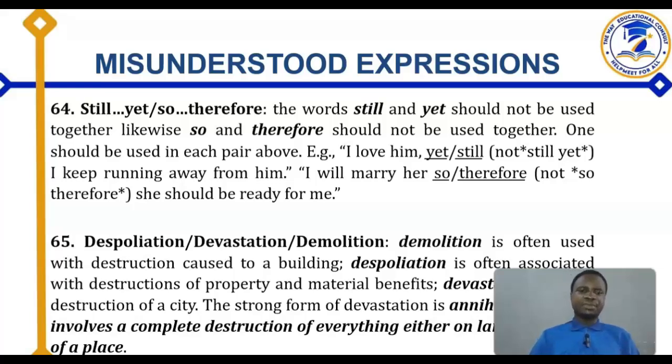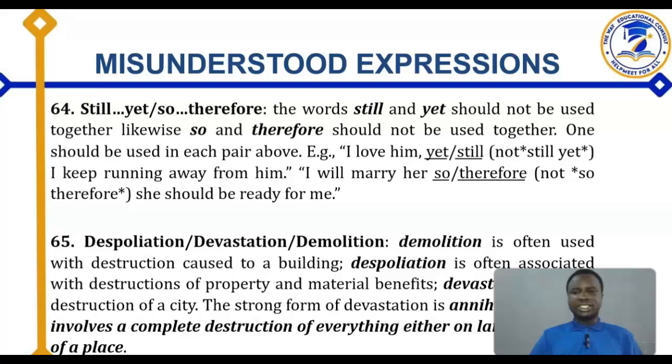Number 65 is despoliation, devastation, and demolition. When you refer to demolition, it means when you destroy a building. So the destruction that is caused to a building is called demolition, right? The government demolished those buildings, those structures in Lagos. So you could have that as an example. Then when you are referring to destruction of other properties or material benefits that are not buildings, you use despoliation. I believe you are following.